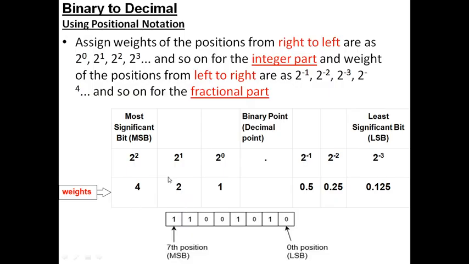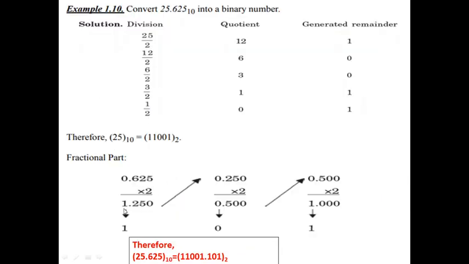So it is 1 0 1. Then combine both the integer part and the fractional part. So this answer, that is 1 1 0 0 1, this is the point, and 1 0 1. So this is how you convert a decimal number into a binary number, both the integer part as well as the fractional part. Thank you.